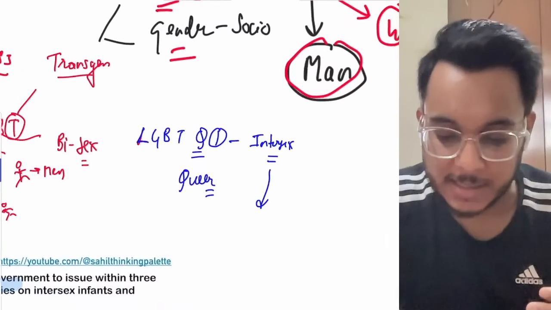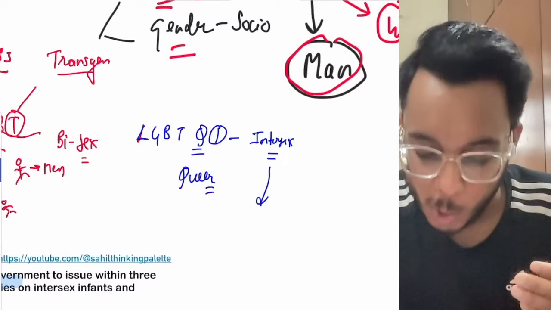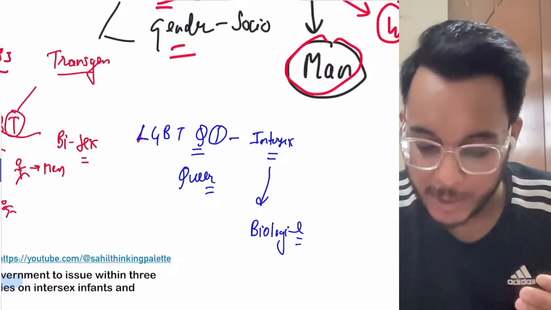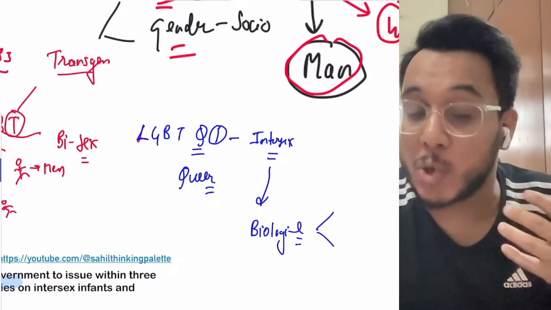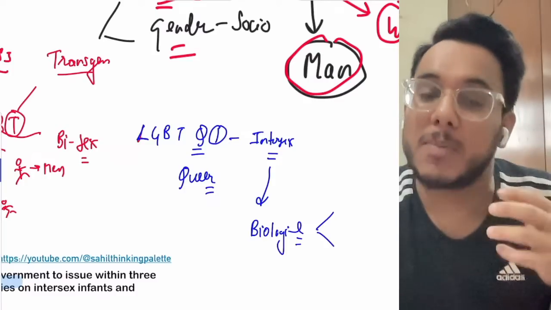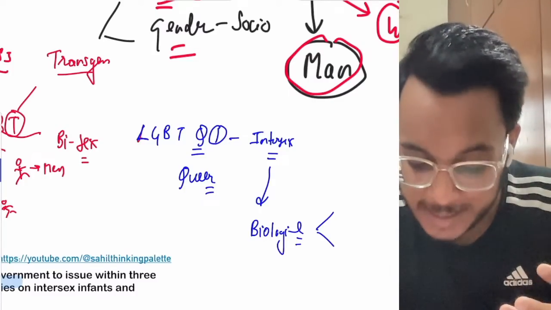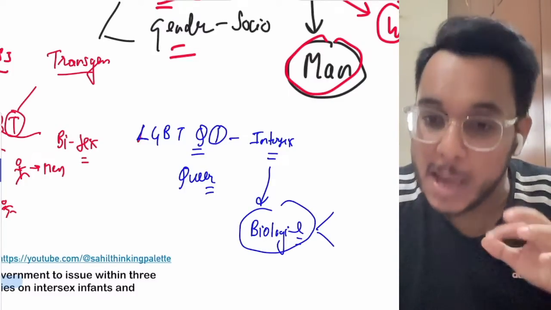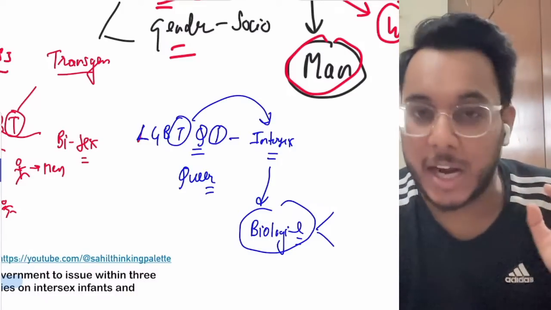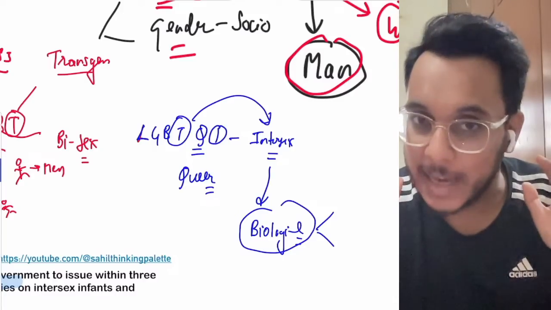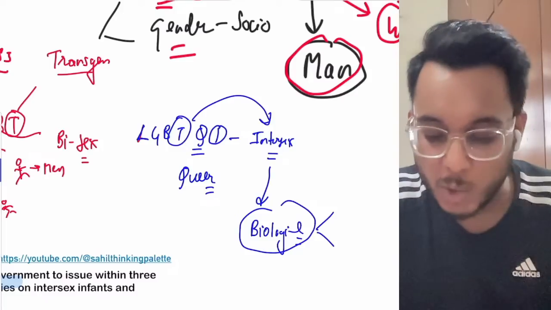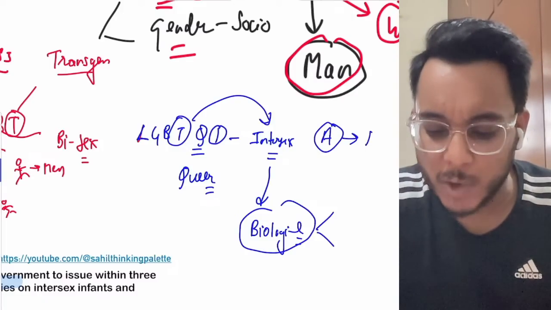Now, guys, who are the intersex? Intersex are those people who have some biological anomaly. For example, their genitals are not properly developed. They have ambiguous genitals. There might be some anomaly in their chromosomes. So there is biological anomaly in intersex. Many times people confuse transgender with intersex, but no, transgender and intersex are not the same. They are two different types of people. Okay, so LGBTQIA, then A stands for asexual.